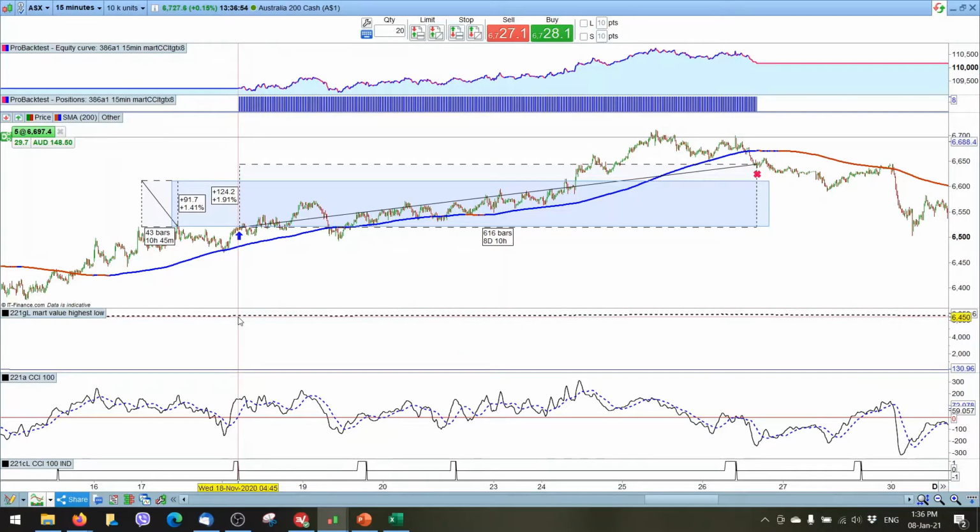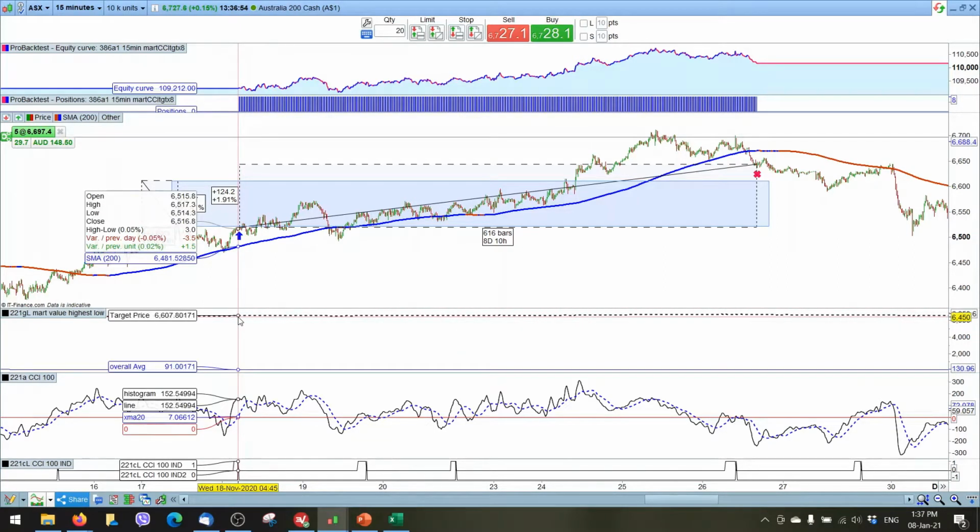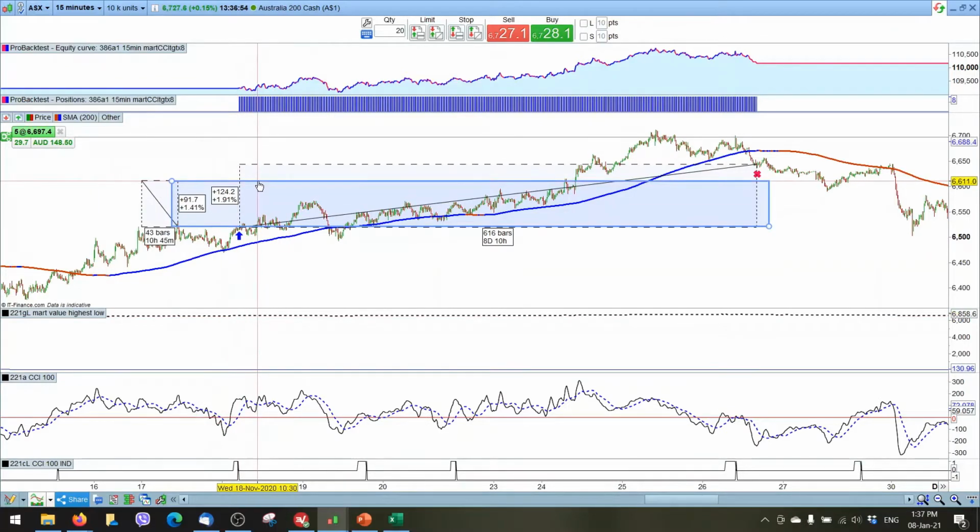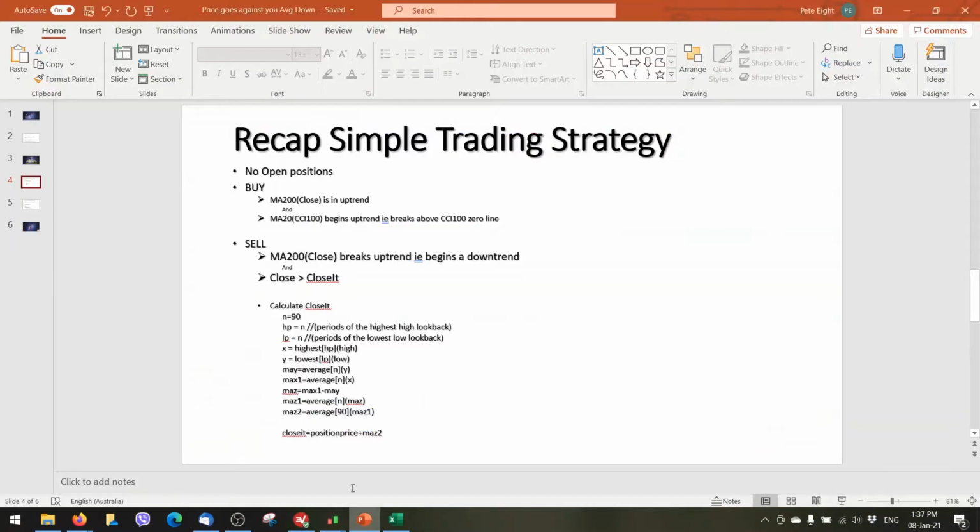Now let me just get that right. So 66.07 is our target price, and that happens to be on that line there. So our exit strategy: again, the moving average 200 is in an uptrend, and the moving average of the CCI 100 is beginning the uptrend, which I've just shown. And the trigger to sell is when the moving average breaks the uptrend, and the close is greater than the close it. And the close it is actually this calculation here. I'll let you freeze the video and digest that.